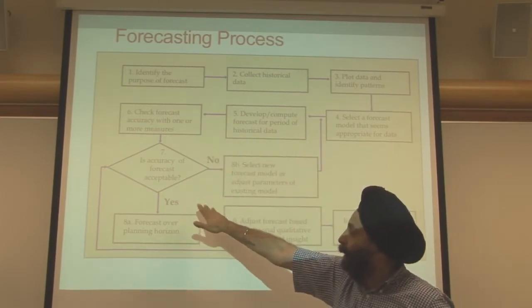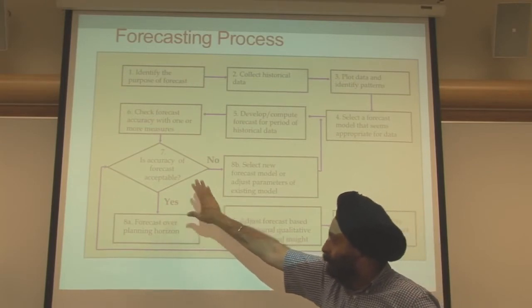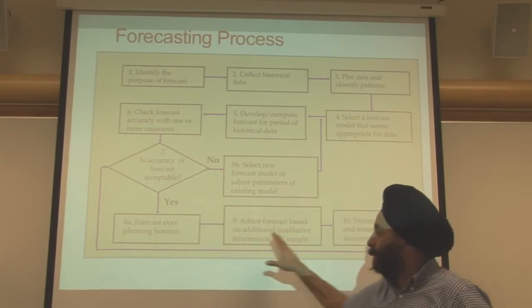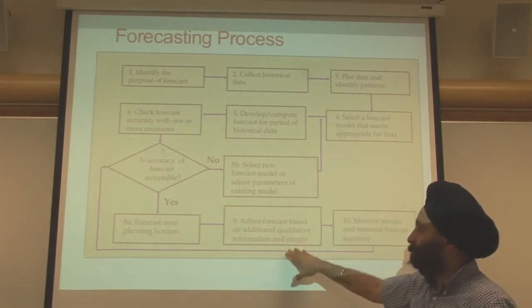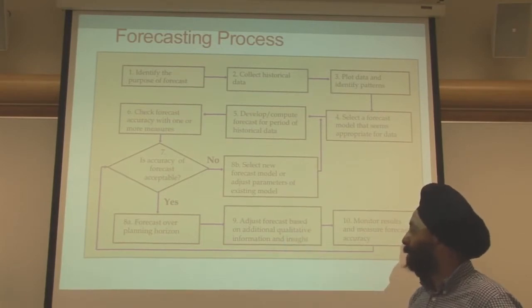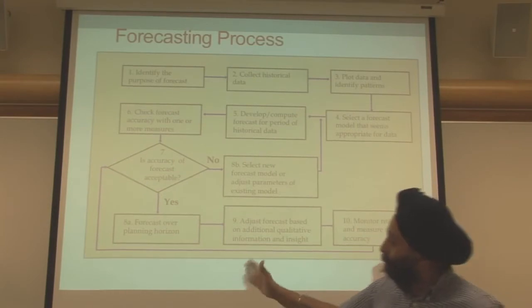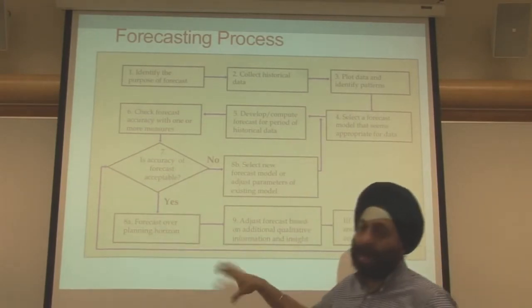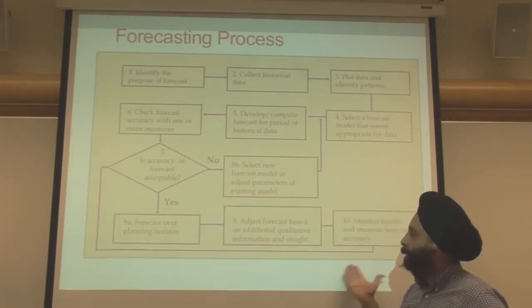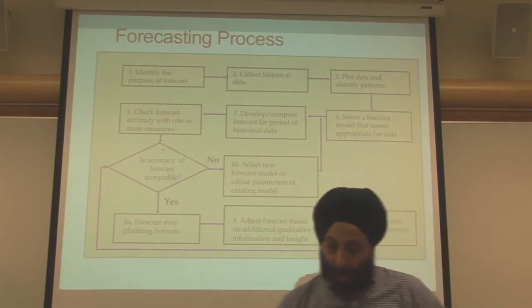Check if the accuracy of the forecast is acceptable. If not, then you select another model until we are happy with the forecast accuracy. Once that's done, forecast over the planning horizon, adjust the forecast based on additional qualitative information, and monitor the result. And keep on fine-tuning to improve the forecast accuracy.